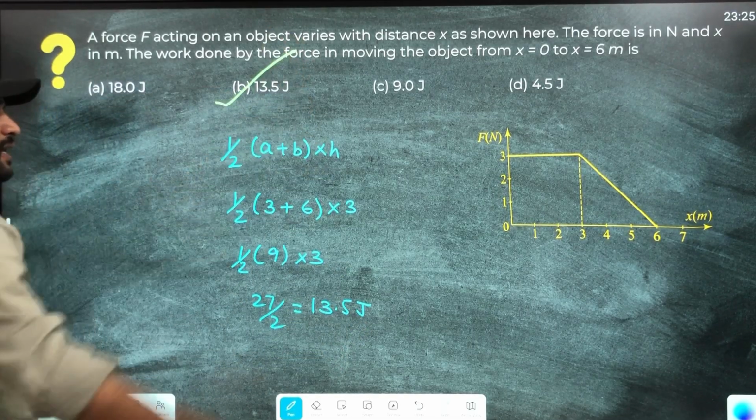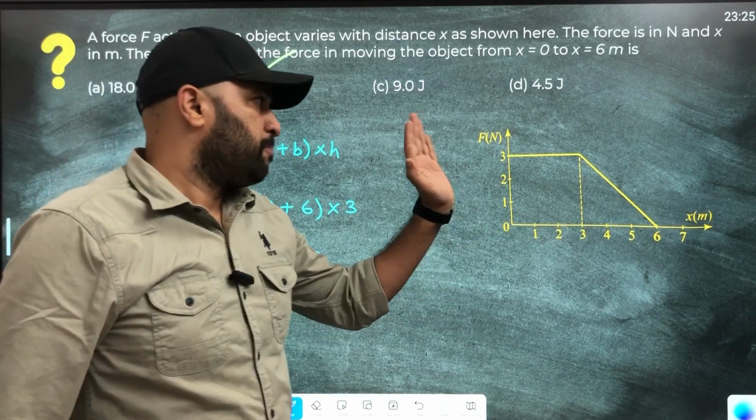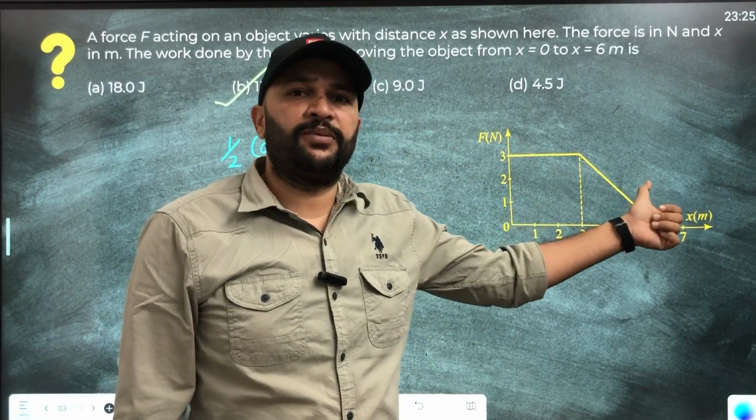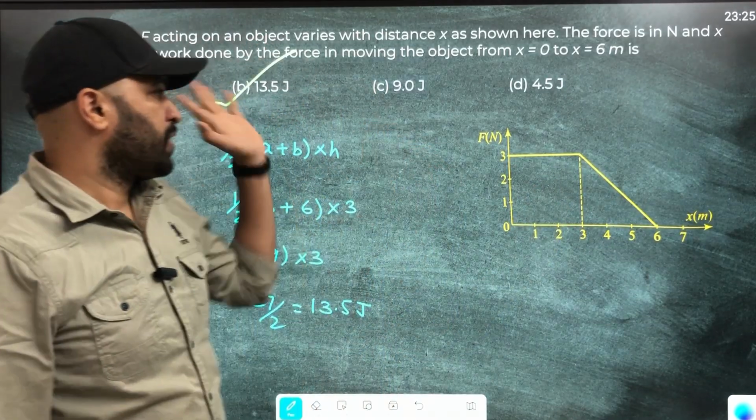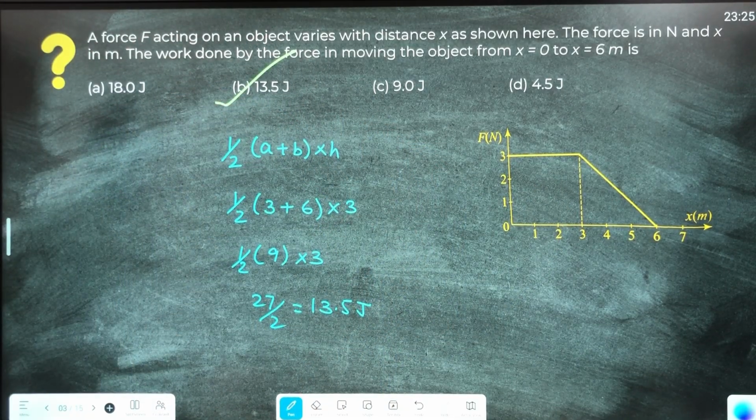Yes, option B is correct. Understood? So area under the force and displacement graph will always give you what? The work done. Let's see the next question.